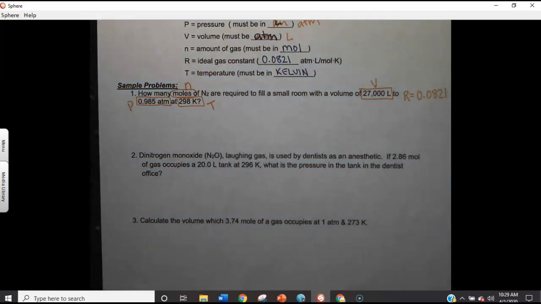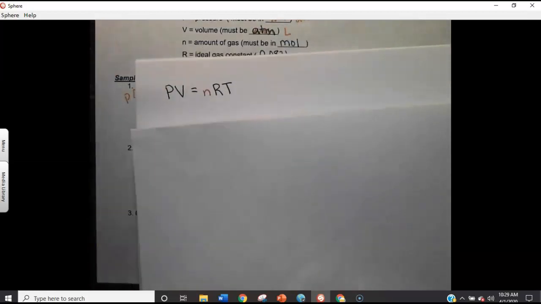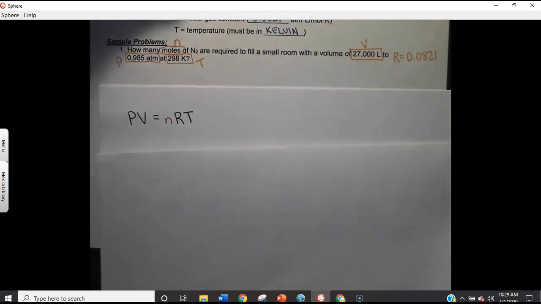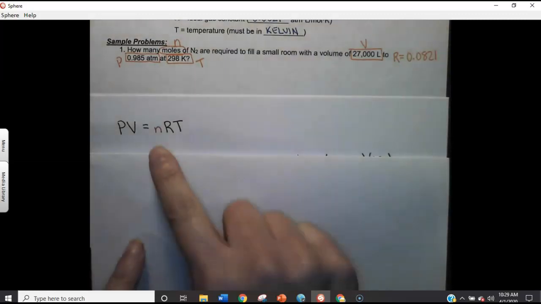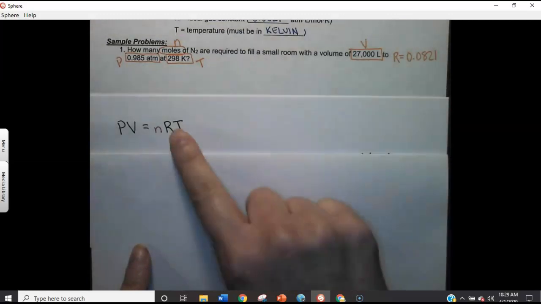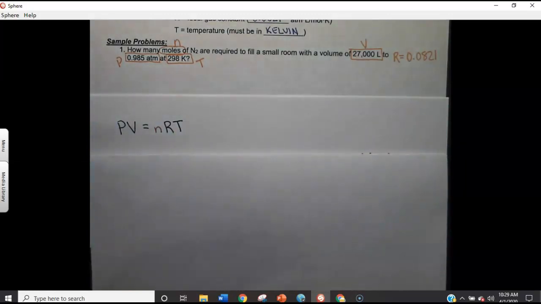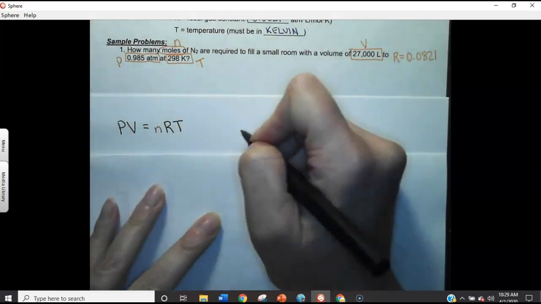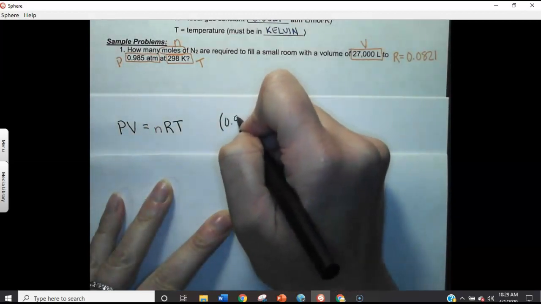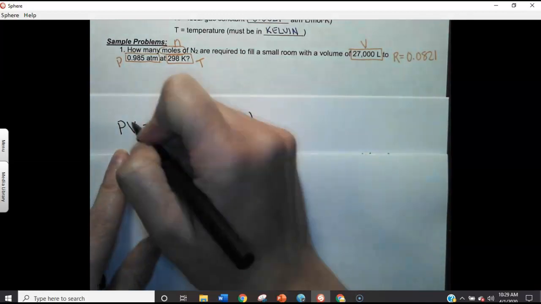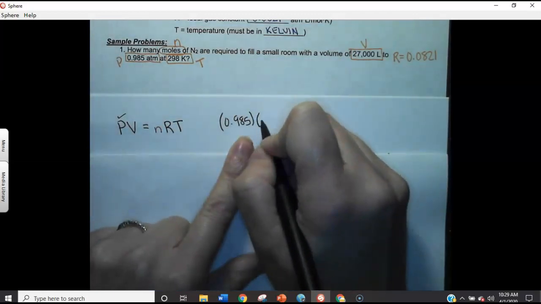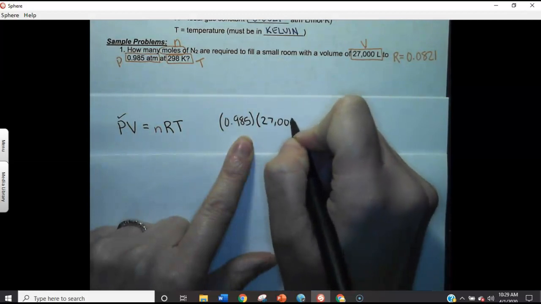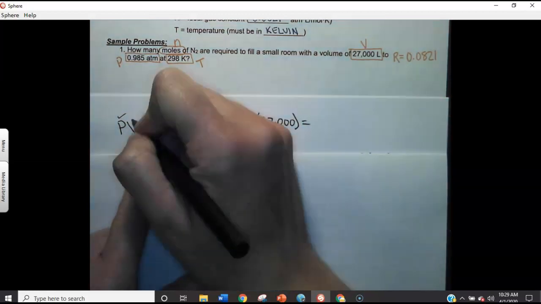Let's look at how we're going to solve this then. So I found my givens, my unknown, and I've picked my equation. And I'm going to see if I can get all of this on the screen at the same time. Maybe. Okay. So I wrote in a different color, PV equals n, because that's what I'm solving for, times R times T. So let's substitute. For pressure, I'm going to use my atmosphere value. So we're going to say 0.985. I'm plugging that in as P. Check. For volume, I'm going to use my liters value. So times 27,000 equals, so I did my volume.